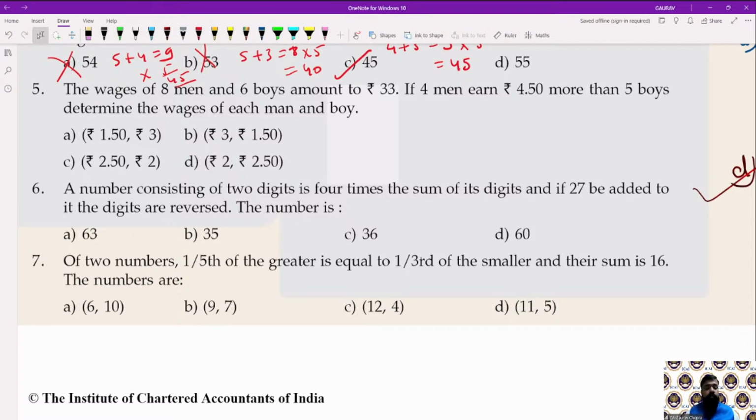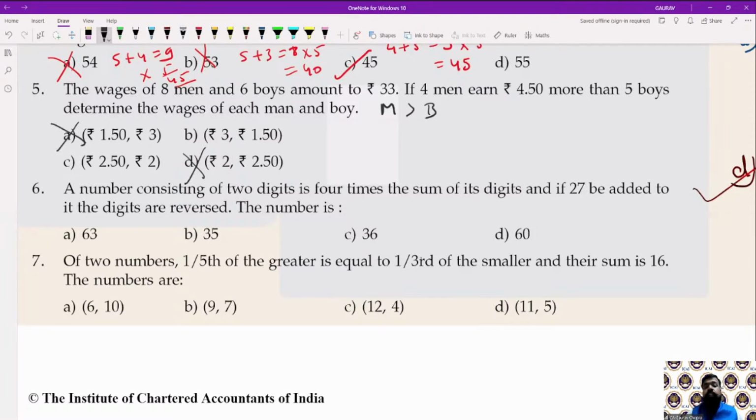So let us check the first one. 8 men and 6 boys, they are earning in total 33 rupees. And if we check the options, which option can satisfy this? Also, it was written that man is earning more. So there is always a greater chance that man is earning more than boys. So that means option number A and D can be rejected, because in option number A, man is earning less.